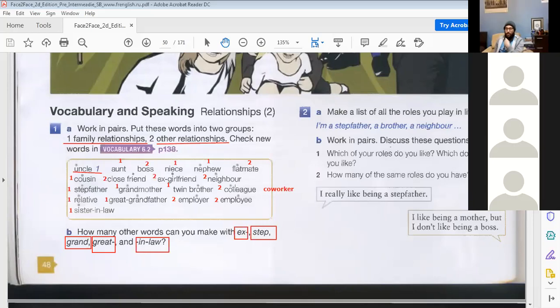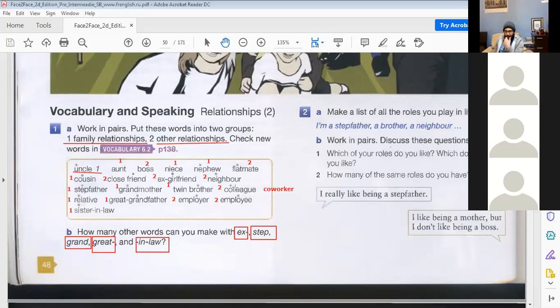And we can also use great for uncle and for aunt, right? So your great uncle or your great aunt, these are the uncles and aunts of your parents, right? Or the sisters and brothers of your grandfather or grandmother. These are your great uncle or your great aunt.